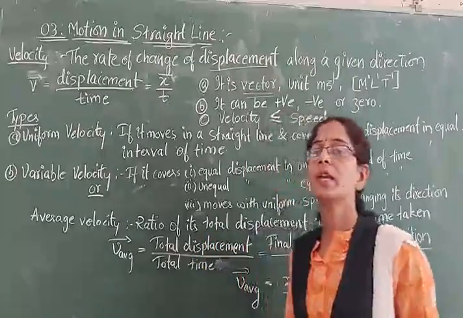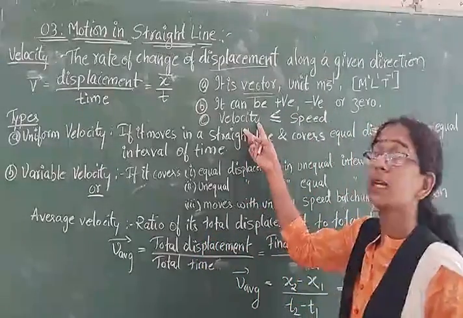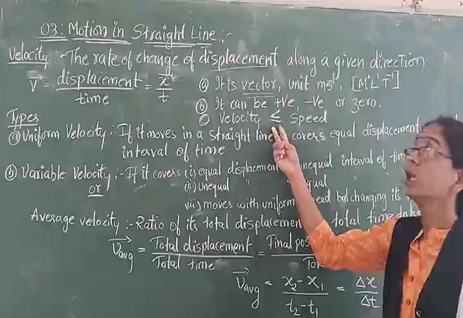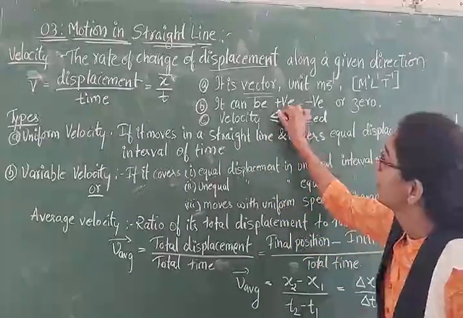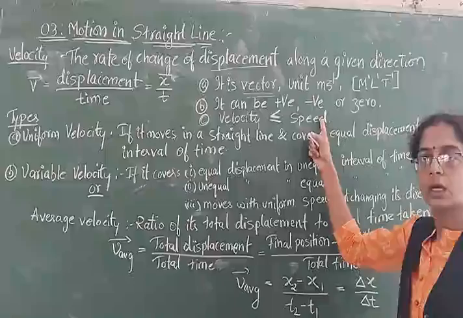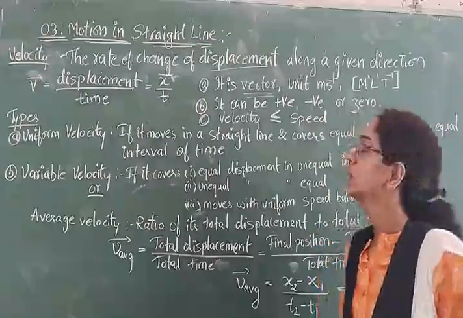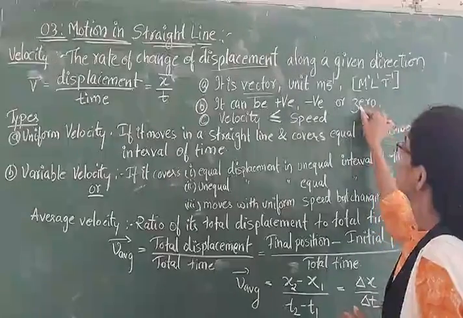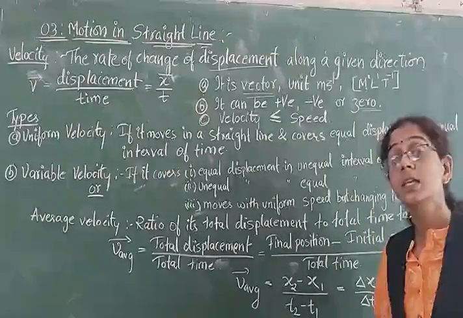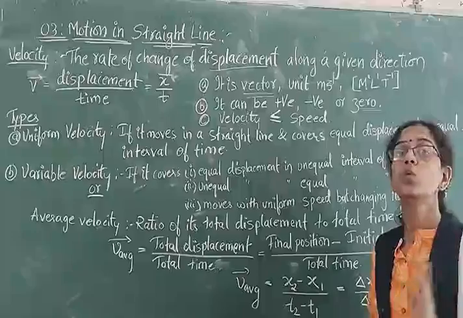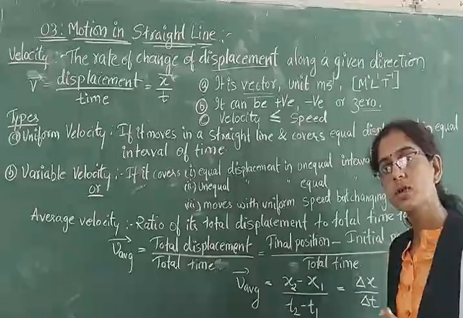Then one more point related with it is that velocity is always equal to or less than speed. It is equal to or less than speed, because see, your velocity may be 0 but speed won't be 0, because your distance is not equivalent to 0.